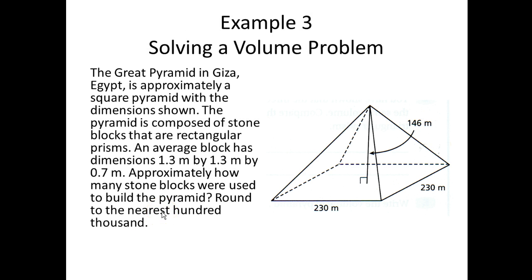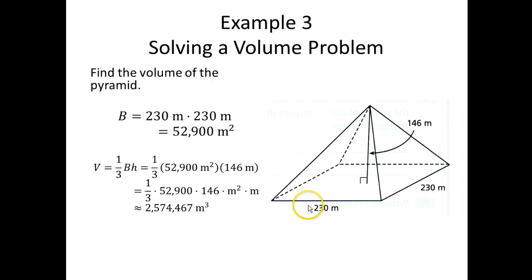So suppose I'm looking at the Great Pyramid in Giza, Egypt. It's approximately a square pyramid, so it has a square base with the dimensions that are shown here. The pyramid is composed of stone blocks that are rectangular prisms. An average block has dimensions 1.3 by 1.3 by 0.7. What we're going to try to figure out in this example is approximately how many stone blocks were used to build this pyramid, and we're going to round to the nearest 100,000.